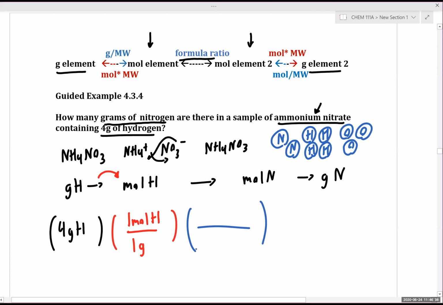So my question to all of you is, how many moles of nitrogen do we see per mole of hydrogen? What's our ratio of nitrogen to hydrogen looking at this picture of our formula? 2 to 4. Yep, so we have 2 moles of nitrogen, 1, 2, per every 4 moles of hydrogen. Wonderful.